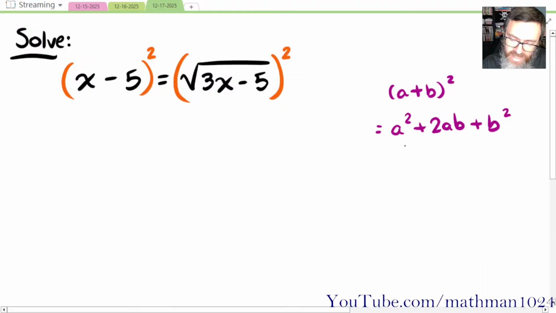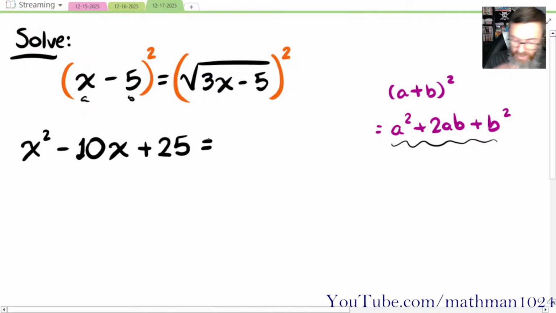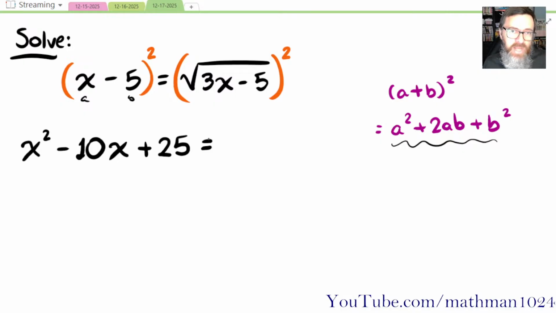But if I apply this shortcut over here, here's your a and here's your b. The first term is going to be a squared, so it's going to be x squared. Then the 2 times a times b. Think about doing a times b, that's going to be -5x, and then you double that, so that's going to give you a negative 10x. And then you square the -5, and that becomes a plus 25. So if you had done x minus 5 times x minus 5, this is exactly what you would have there too.